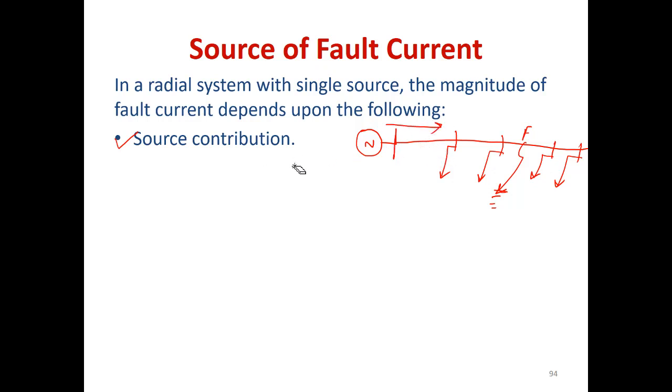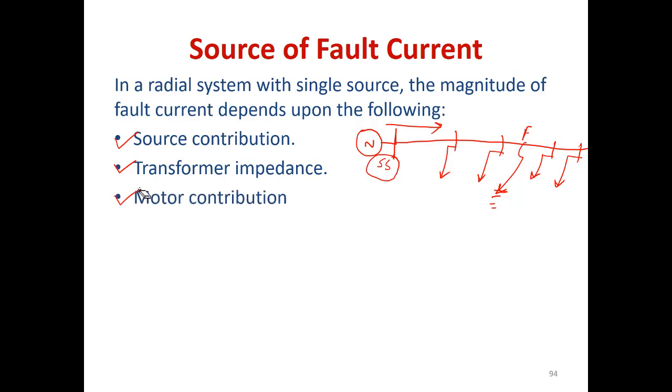Then the transformer impedance also plays an important role in the fault current, because based on the substation transformer impedance, the fault current magnitude is decided. And also the motor contribution: sometimes we use synchronous motors in industrial utilities, and if they are directly connected to the distribution feeder, then this also plays a very important role in fault current contribution.